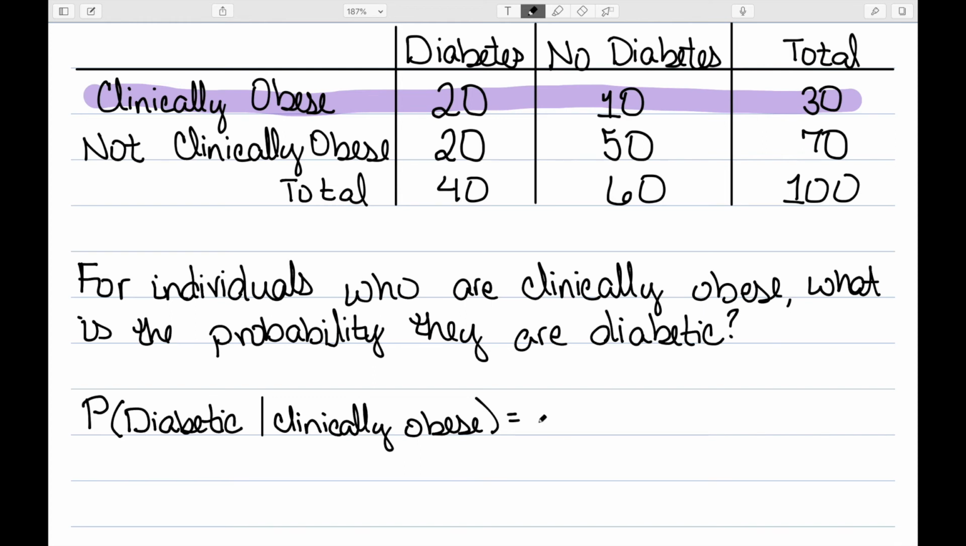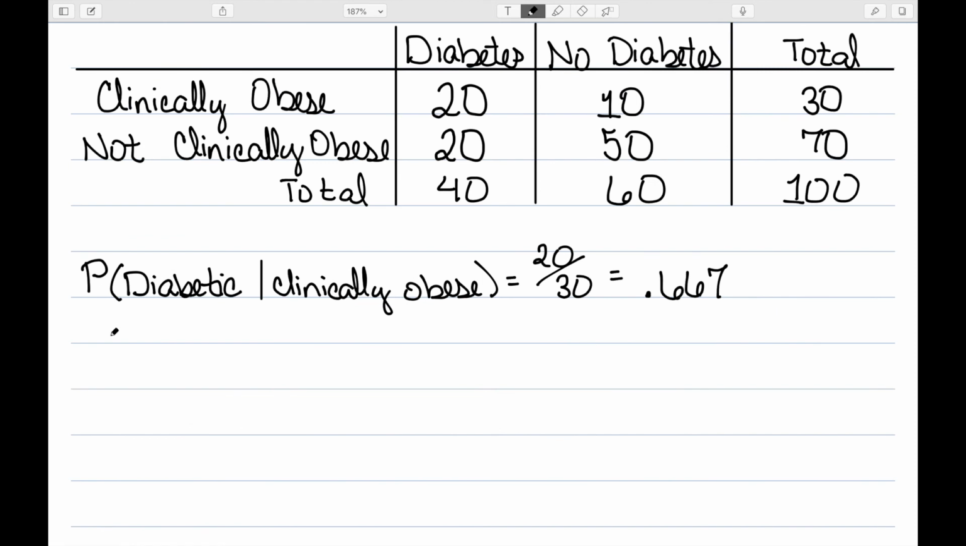In order to find this probability, we said it was the value of a cell divided by the value of the margin. We know they're clinically obese, so my margin that I'm considering is this 30. The value of the cell, we want to know the chance they're diabetic. There are 20 diabetic in this particular row, or 0.667. So when we're doing these, this given condition restricts us to just one row or one column that we're considering. That will determine the margin, and then the value of the cell is the cell in that particular row or column.